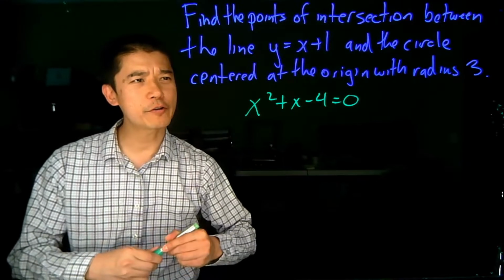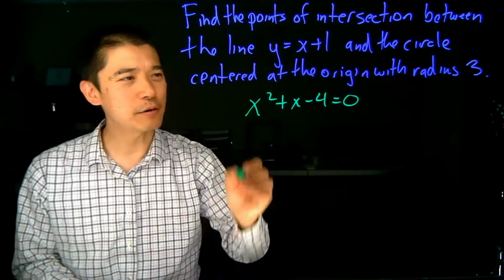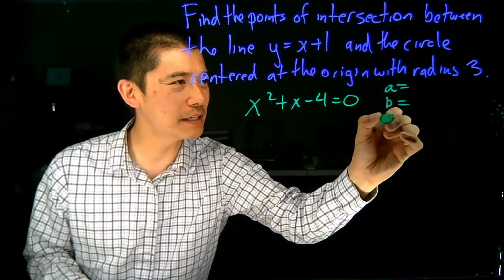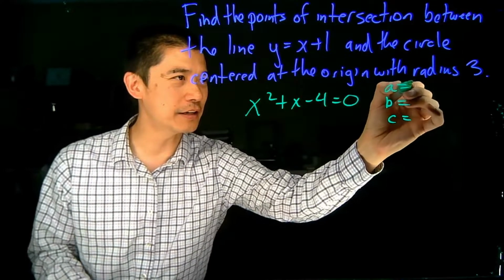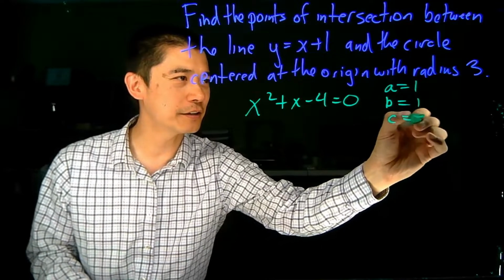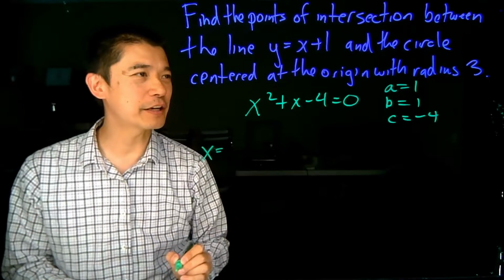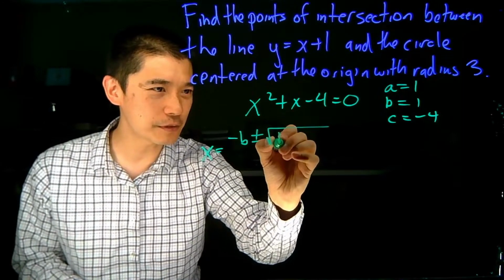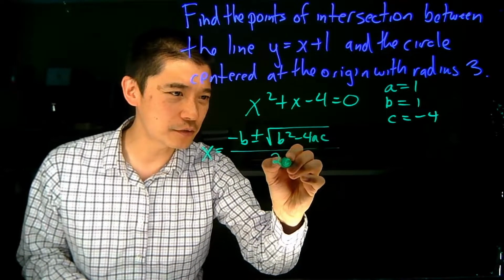So here's our quadratic equation. x squared plus x minus 4 is equal to 0. Now we're going to use the quadratic formula, so we need to identify the a, the b, and the c in that formula. So ax squared plus bx plus c. Our a is 1, our b is 1, and our c is negative 4. Now everything is just a matter of execution. x equals negative b plus or minus the square root of b squared minus 4ac, all of this divided by 2a.